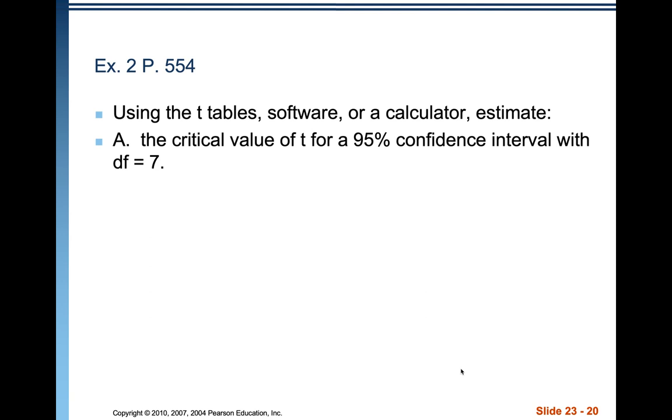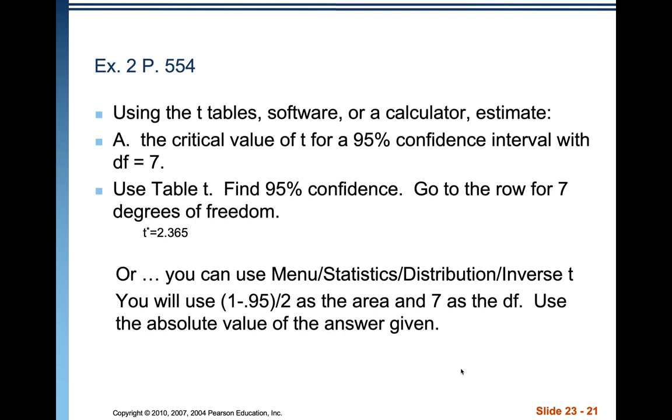And you'll want to either have your calculator out or look at the table in your book, or both. I would suggest both if you want to know how to find these values both ways. All right, we want to find the critical value of T for a 95% confidence interval with degrees of freedom equal to 7. So if you use table T, find 95% confidence, go to the row for 7 degrees of freedom, and you'll see that T star is 2.365.